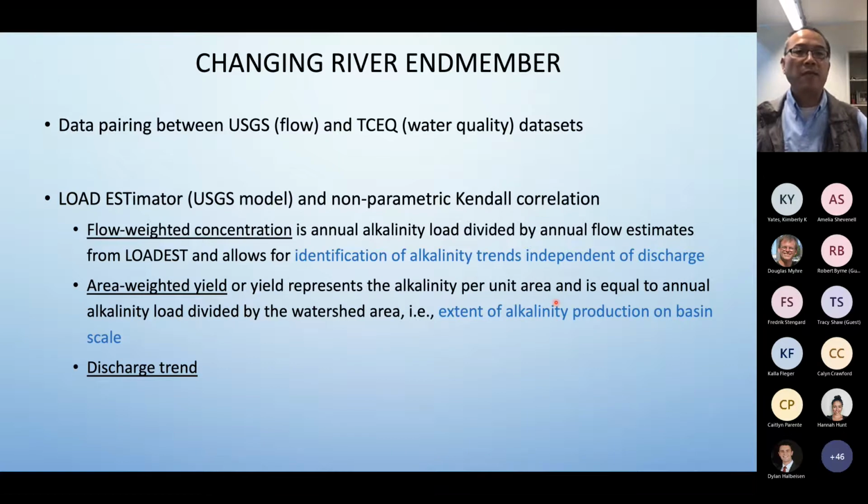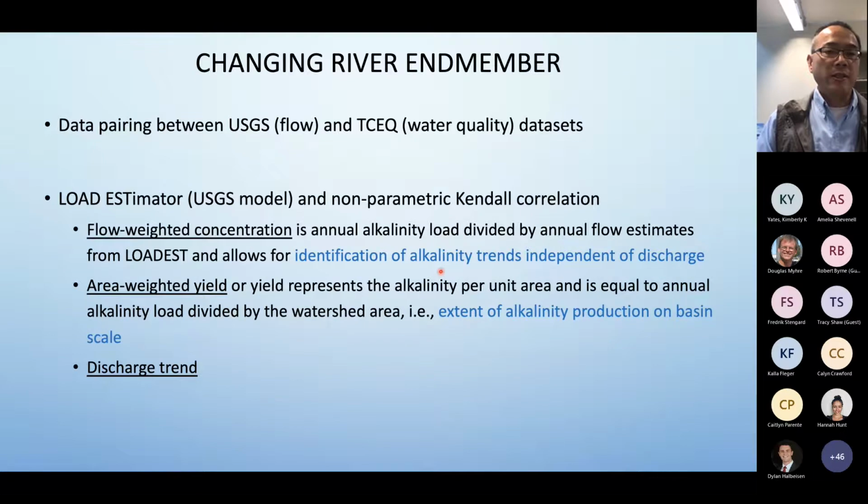First, she looked at the flow-weighted concentration, which basically adjusts the concentration with flow. If you get the flow-weighted concentration, that is irrespective of the amount of water flowing down, because of the flow adjustment. The second parameter she looked at was the area-weighted yield, which is the total load of alkalinity divided by the area of the watershed. That indicates the extent of alkalinity production on the basin scale. And of course, the discharge is pretty straightforward, just the water flow trend over time.